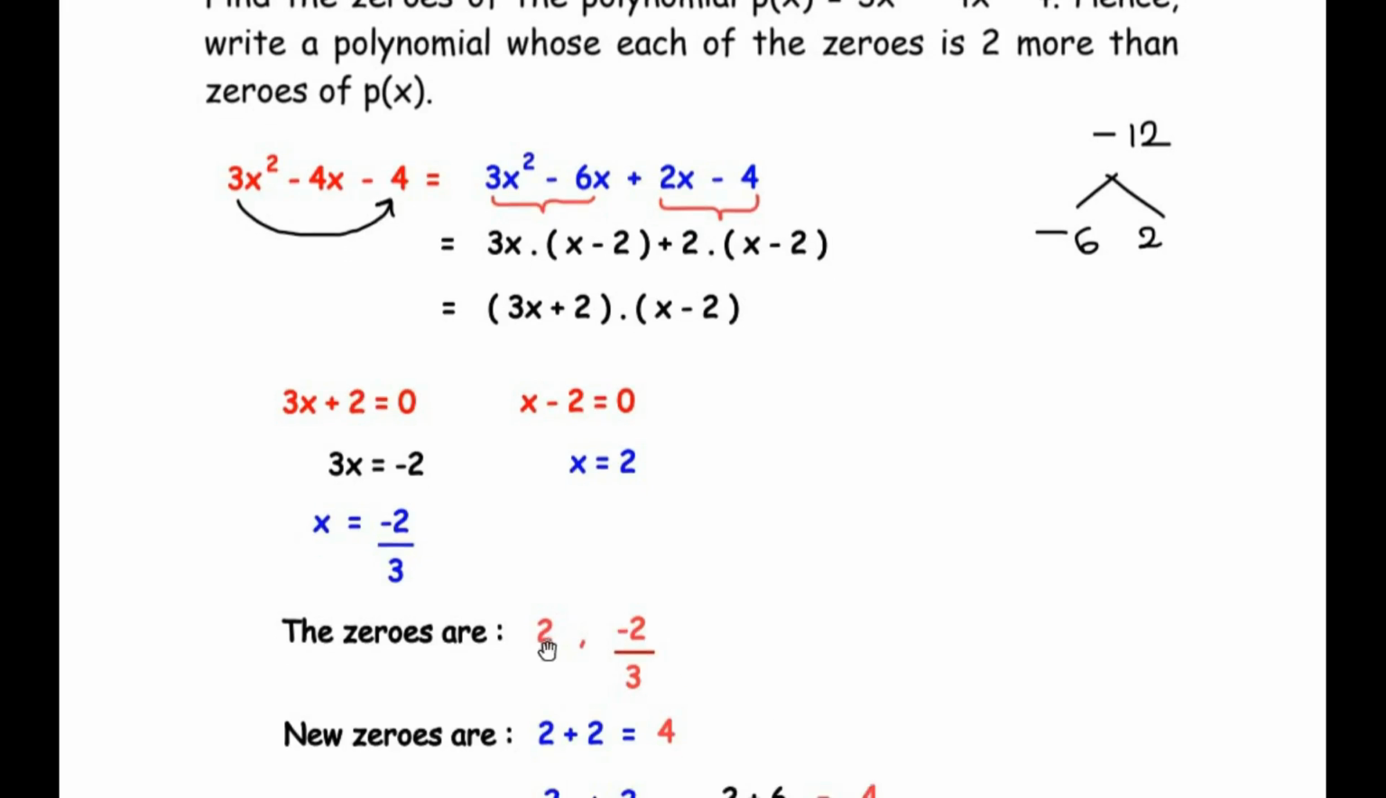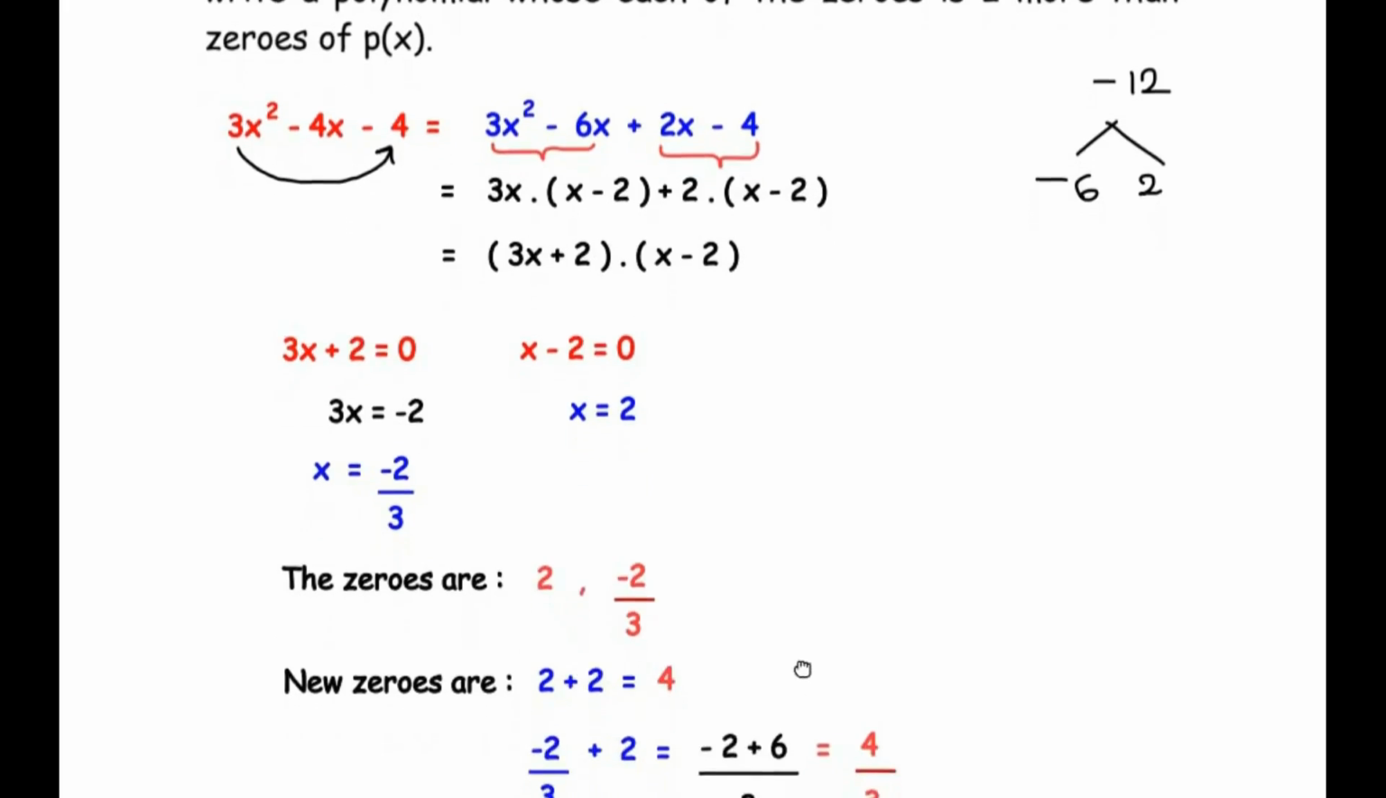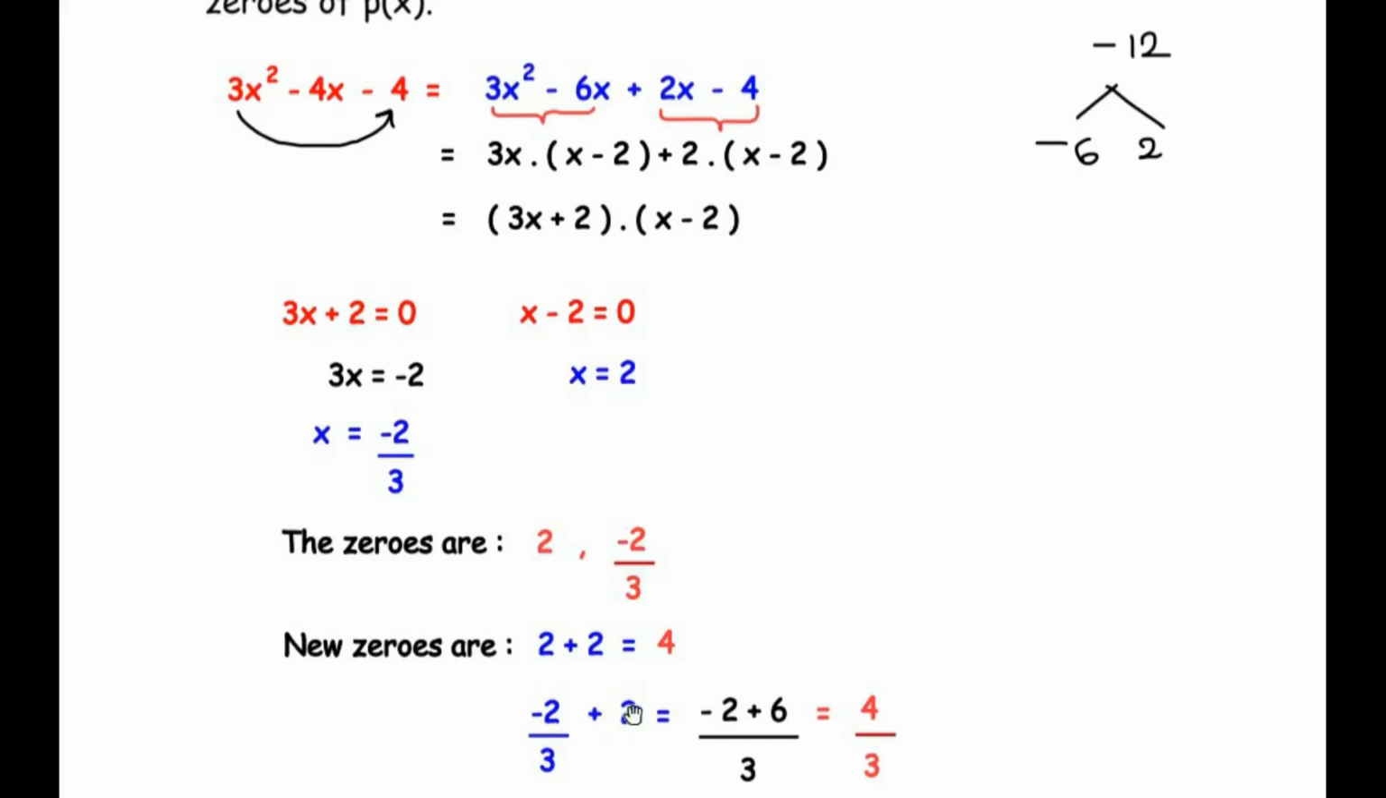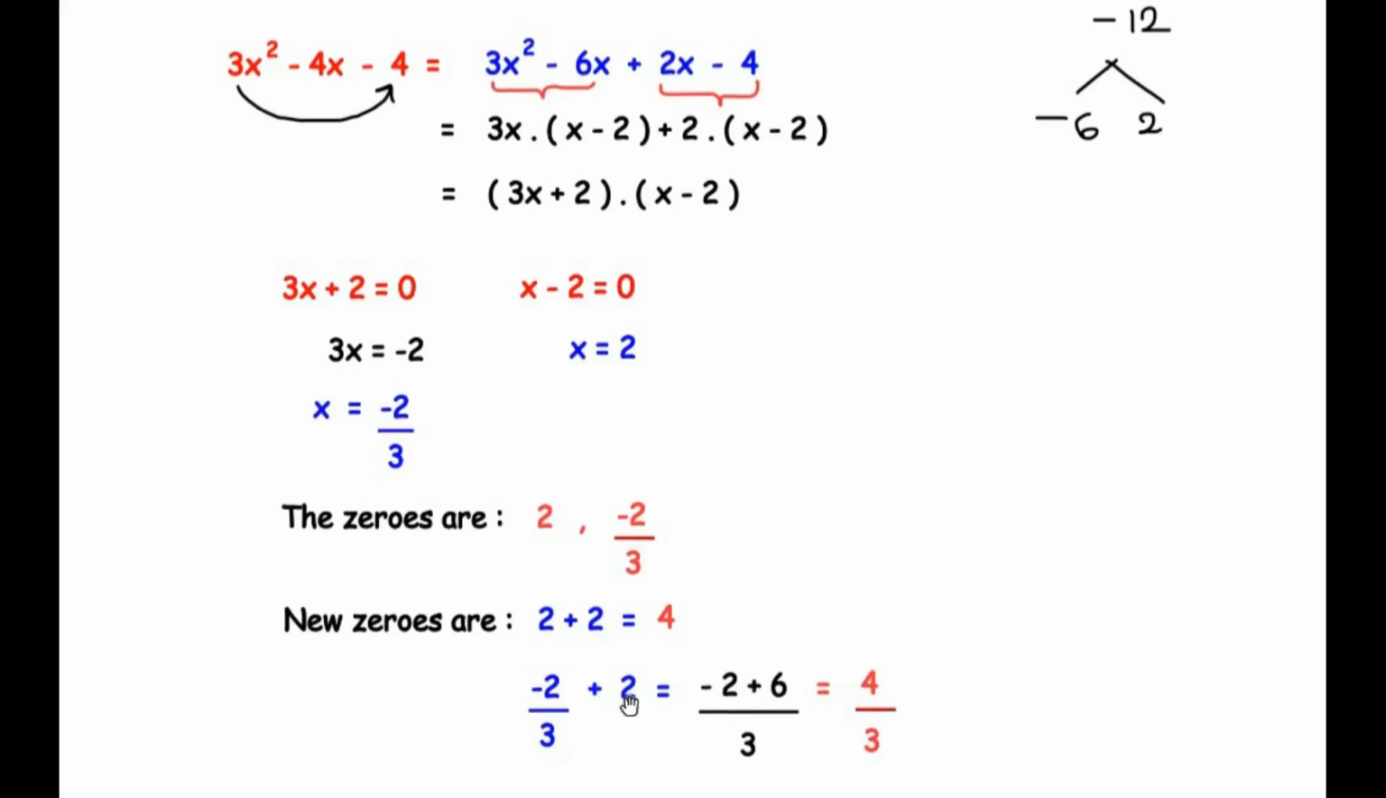So for the first zero we have added 2. So 2 plus 2 gives us 4. And for the second zero also we have added 2. So minus 2 over 3 plus 2. Now here 2 can be written as 2 over 1. So we are going to multiply this 2 by 3, that is this denominator, and 1 also by 3. So we get negative 2 plus 2 times 3 is 6 over a common denominator 3. Now negative 2 plus 6 gives us 4 over 3. So these are the values of the new zeros, that is 4 and 4 over 3.